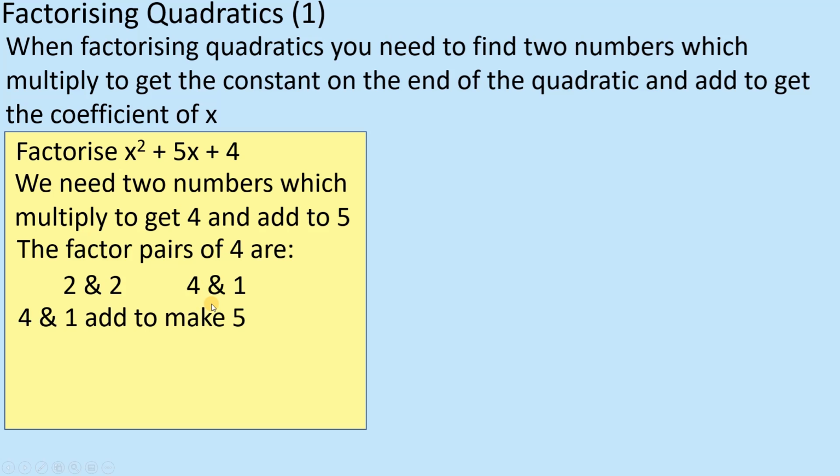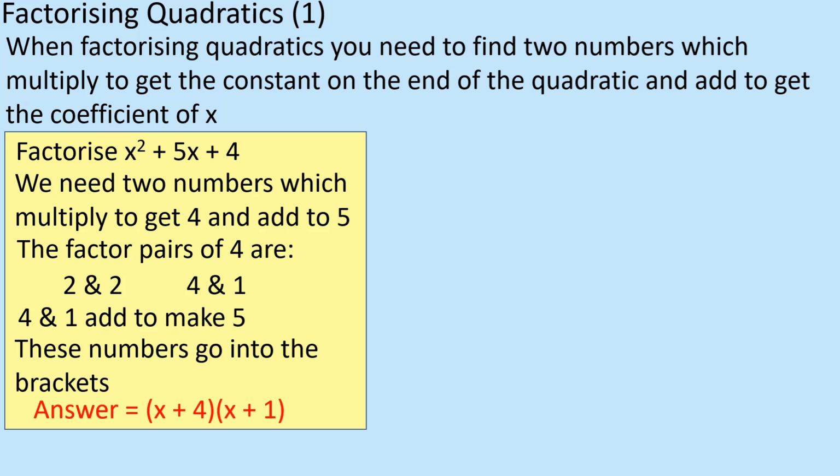4 and 1 add to make 5, and 4 times 1 multiply to get 4. So these are the numbers that go into the brackets, and it looks like this. We're going to have an x on both sides to make the x squared, and then the two numbers I've figured out, 4 and 1, need to go next to the two x's.